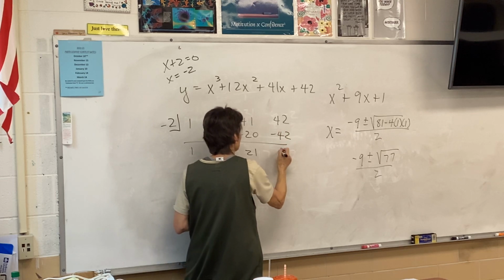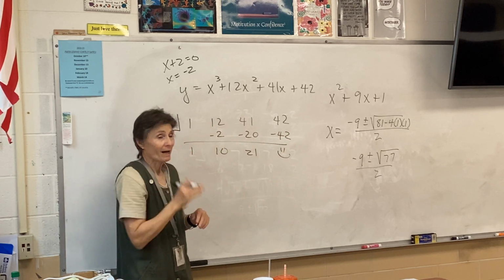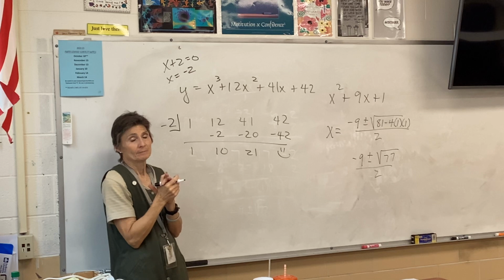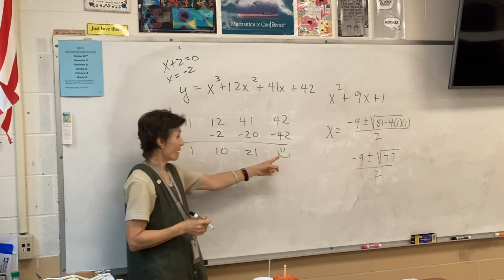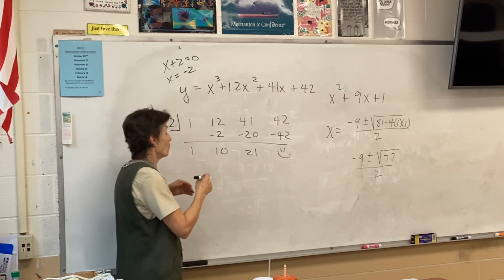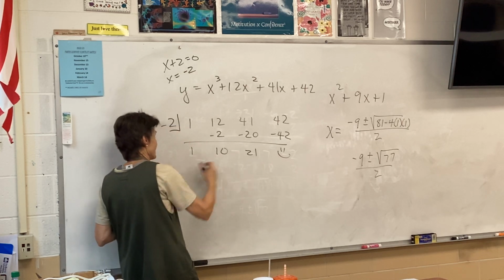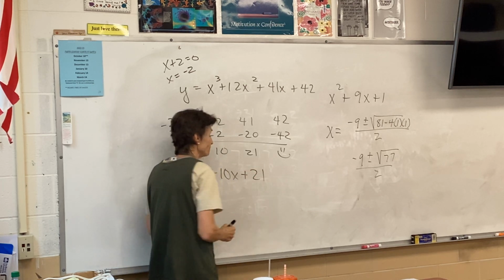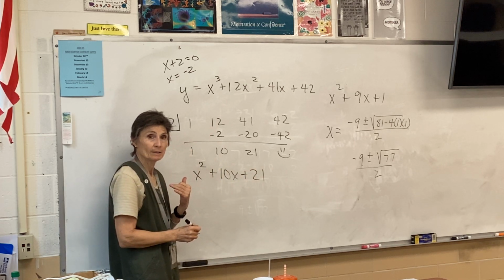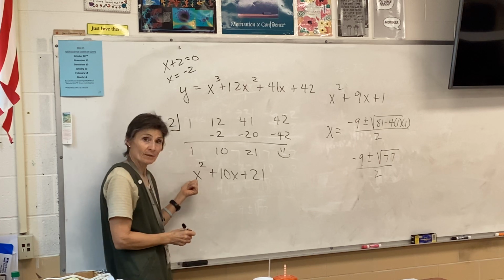Sure enough, it did. But I knew that was going to happen, or at least I hoped it was going to happen. They told me that was one of the factors, so I expected to get a 0. What's important to me is what's left. X squared plus 10x plus 21. Now I got to deal with that.